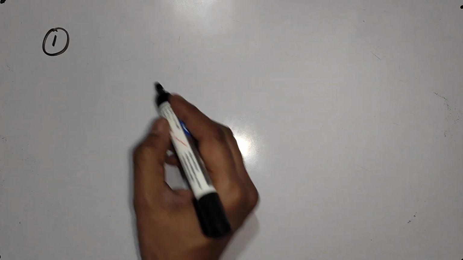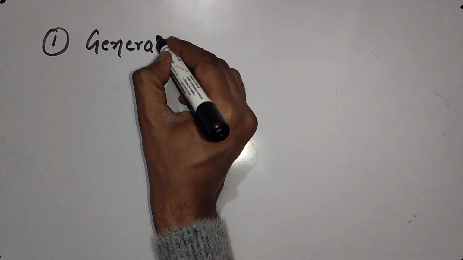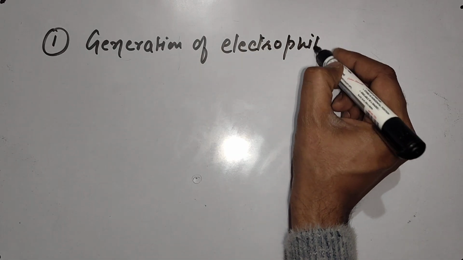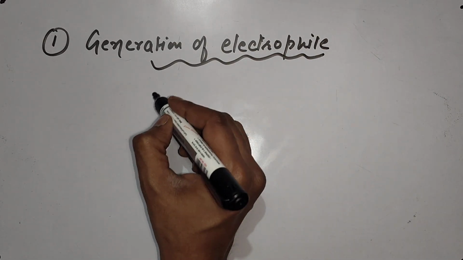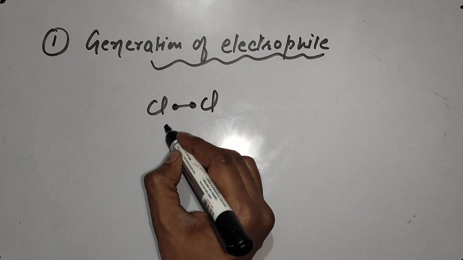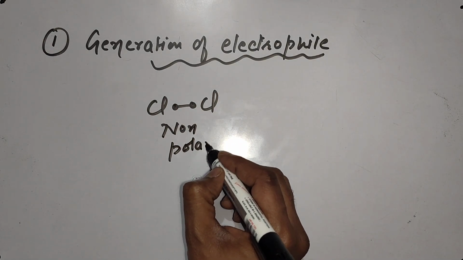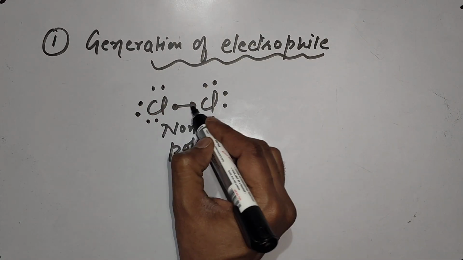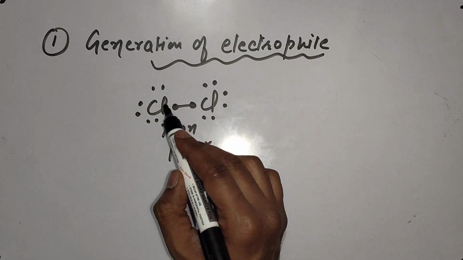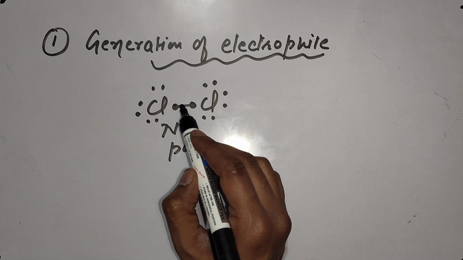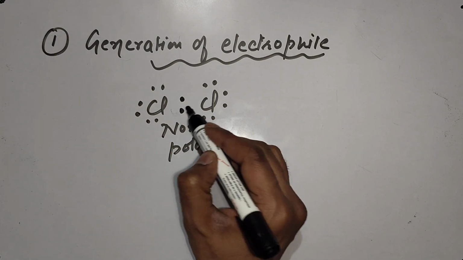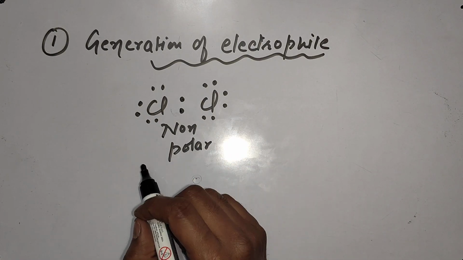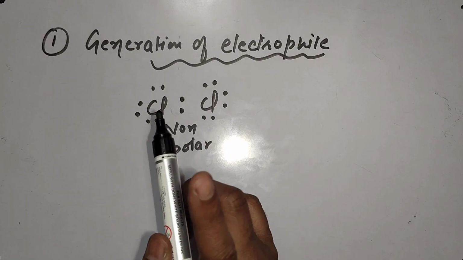Step number 1, generation of electrophile. Here we have a role of Lewis acid. The chlorine which I have used is right now non-polar. Why is it non-polar? Both chlorine atoms are connected through a sigma covalent bond. Because the electronegativity of both chlorines is the same, these electrons will remain in the center, like this. So 0 charge on this chlorine atom, 0 charge on this chlorine atom. That's why they are neutral. In this condition, this molecule can never attack benzene.